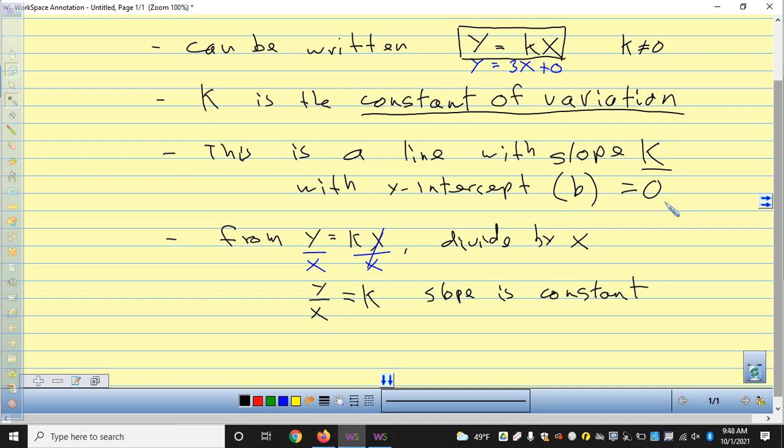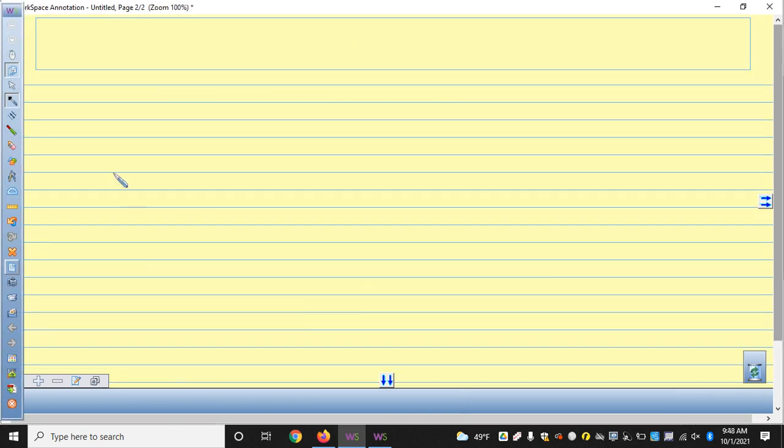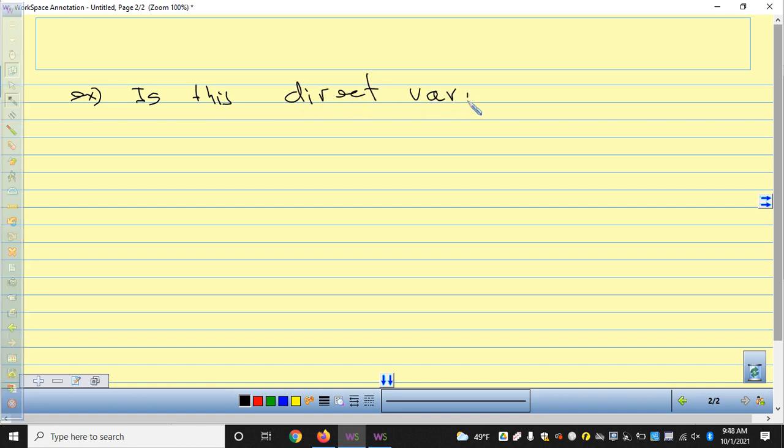So let's look at some examples. I just want to show you some different ways that you might see direct variation. So the problem might ask you, is this direct variation? So number 1, 4y equals 5x. What we want to do here is solve for y. Get y by itself.